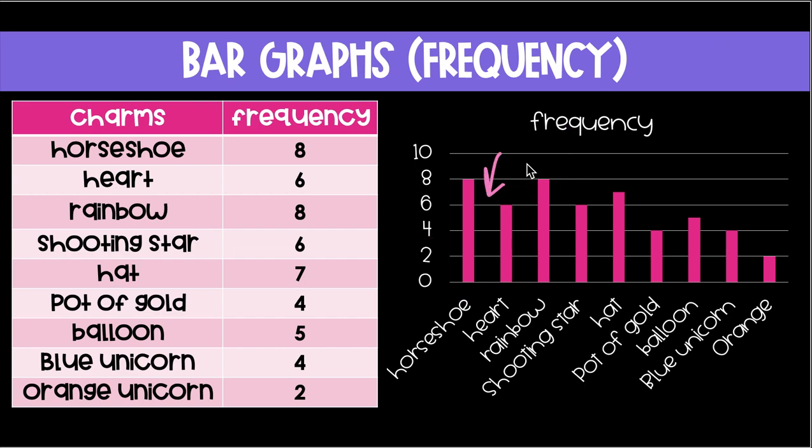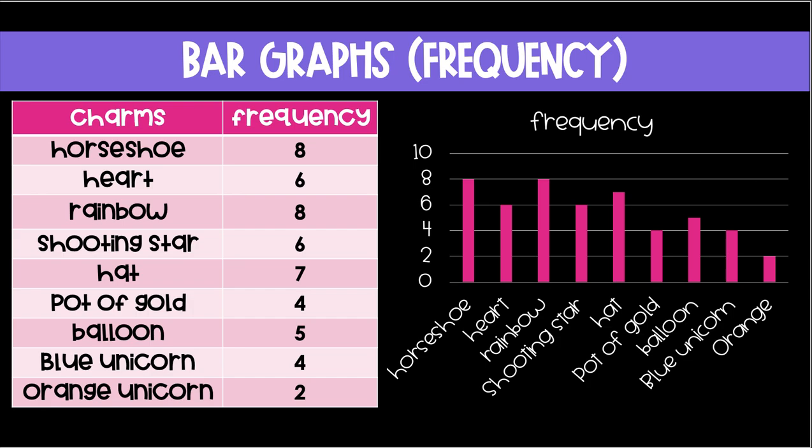Notice how there's a space in between the bars, and this will help us distinguish a bar graph from other graphs that look very similar. It's very simple. You just map the frequencies for each of your nominal categories.